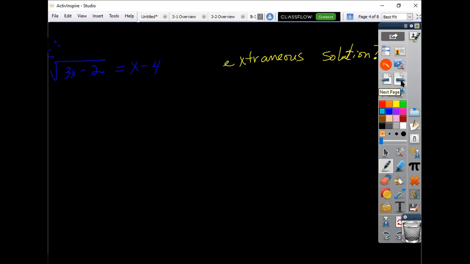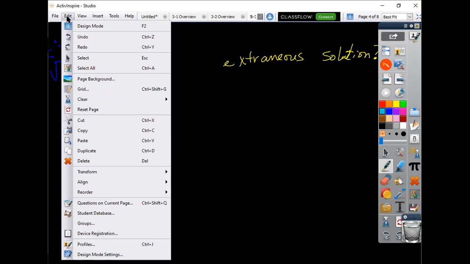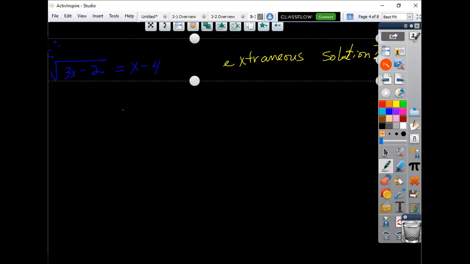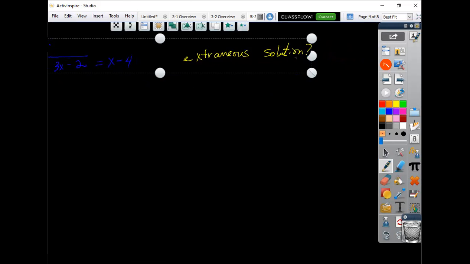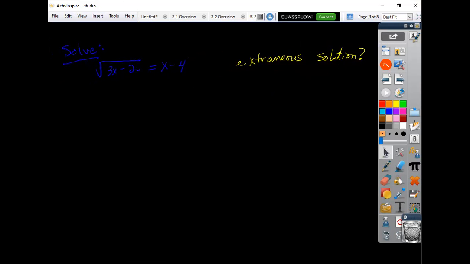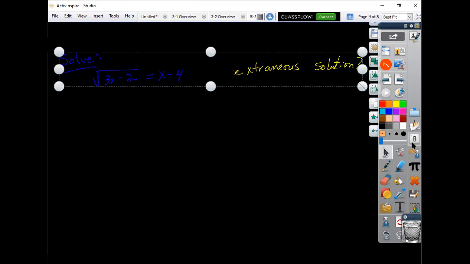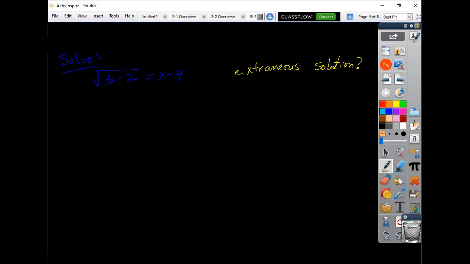Now this next one, if you notice, I've got a comment on there about making sure you watch out for what's called an extraneous solution. So an extraneous solution is something that gives you an answer, but it's not really an answer. So when you solve the problem, it seems like that's what it would come out to, but when you actually check it, it does not work. So we'll have to watch out for that.